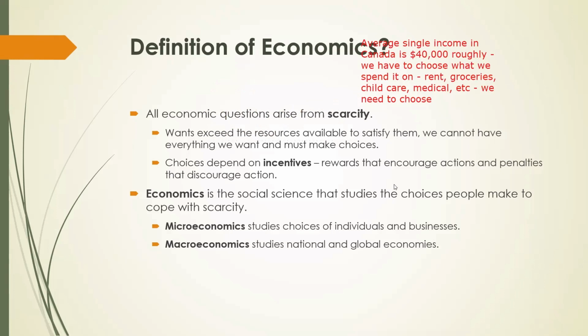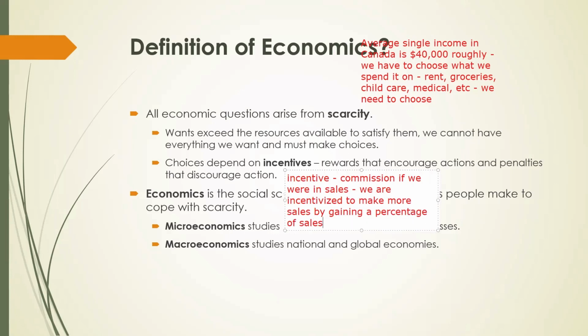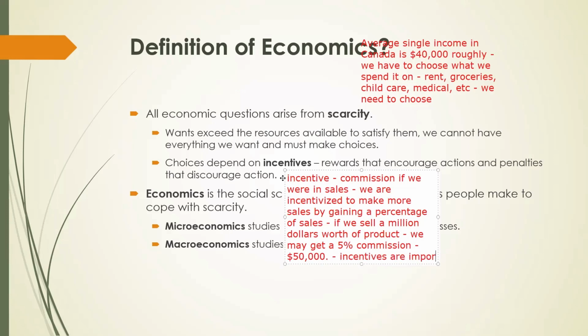So we're going to choose what we spend it on. And choices depend on incentives. So there are rewards to encourage actions and penalties to discourage actions. An incentive would be a commission if we were in sales. So we are incentivized to make more sales by gaining a percentage of sales. So if we sell $1 million worth of products, we may get a 5% commission, say, so we make $50,000. So incentives are important for us to work harder.